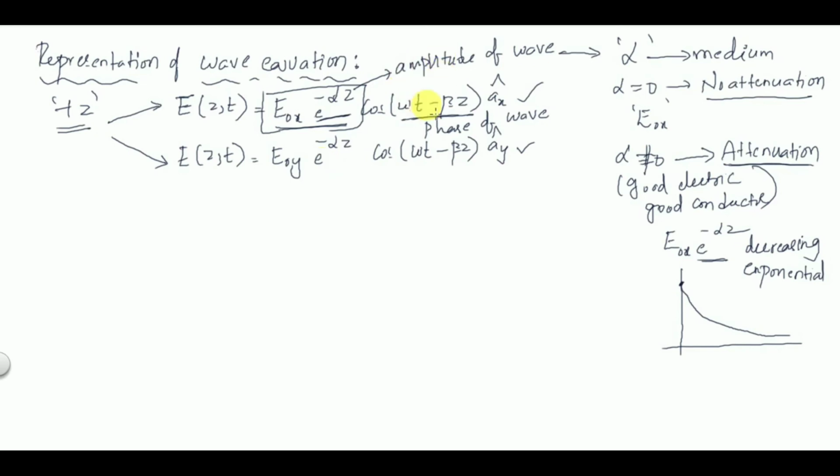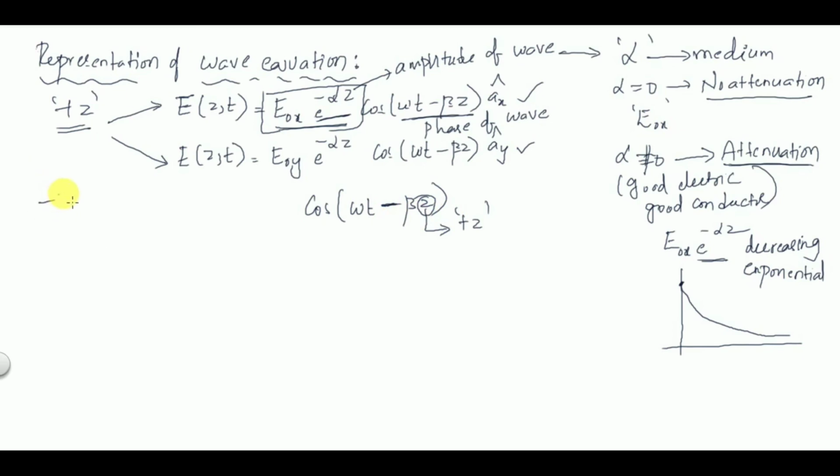Okay, so omega t minus beta z. So the general form is cos of omega t minus beta z. If it is minus here, and z is there, we can say that the wave is traveling in plus z direction. Right, so this is how we can know that the wave is traveling in plus z direction.